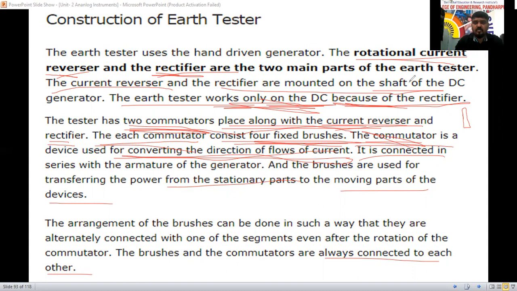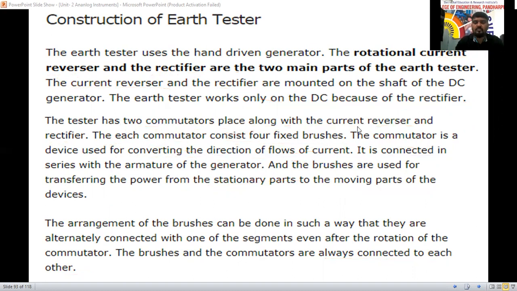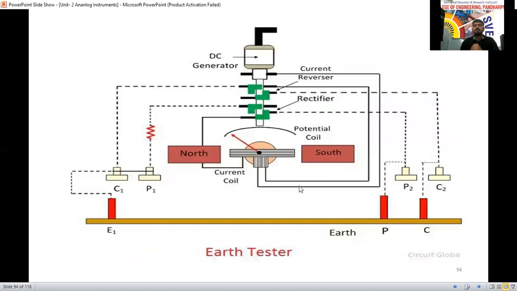Now, the earth tester diagram you have already studied. See here, this is the earth tester diagram. It has two pressure coils and two current coils. One pair is connected here, and another pair of the pressure coil is connected here. It consists of a DC hand-driven generator.